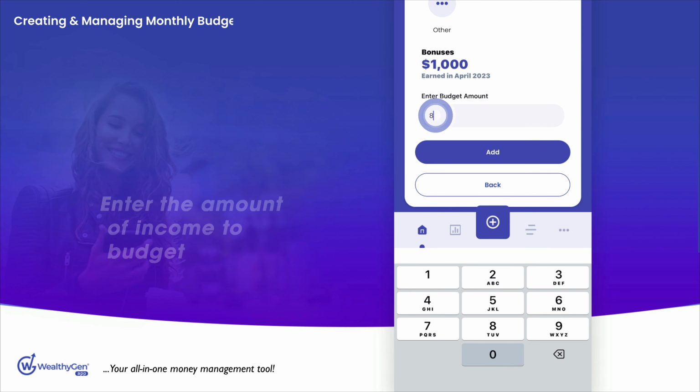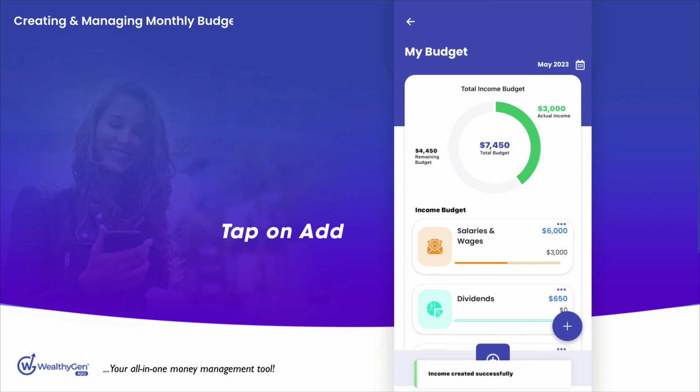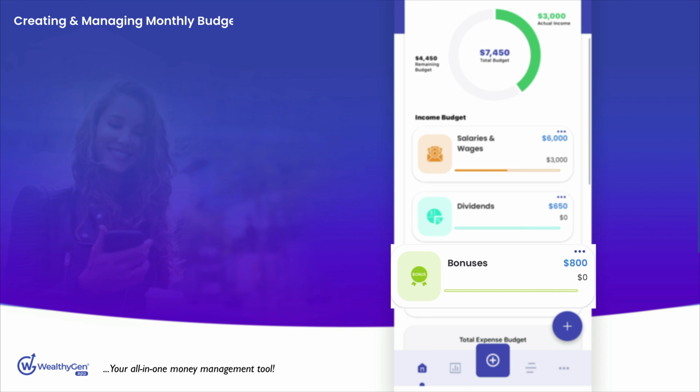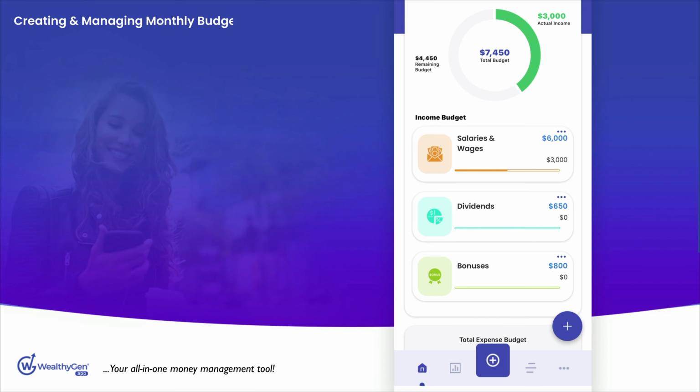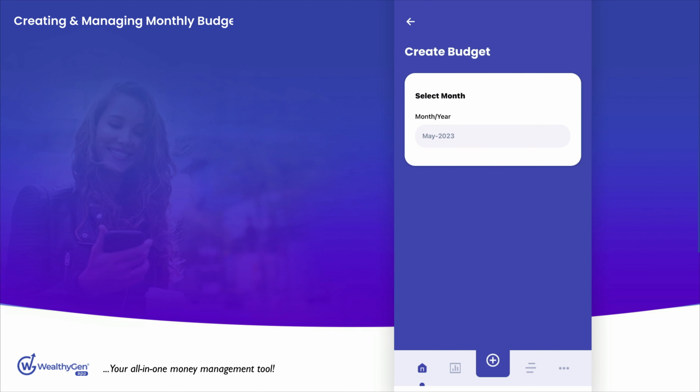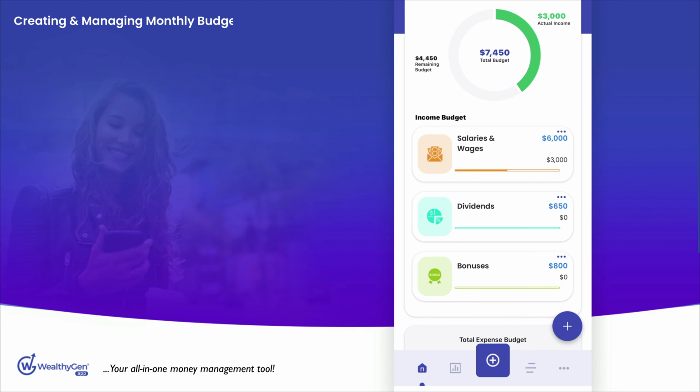Below that, you will enter the amount of bonus you expect to receive for this period, example, $800. Once you add, your budget page will update with your income budget for bonuses. If you have any other income type, just repeat the process by tapping on the plus icon, selecting the category, and adding the amount. It's that simple.